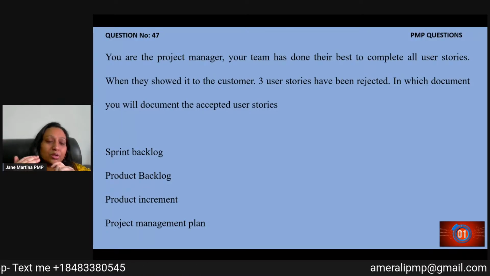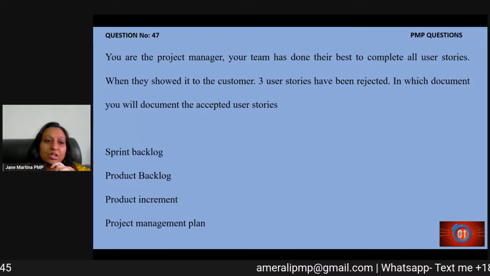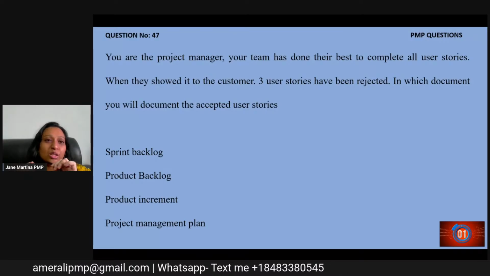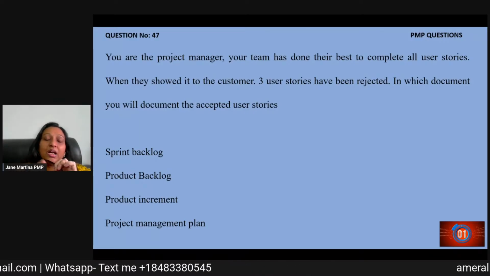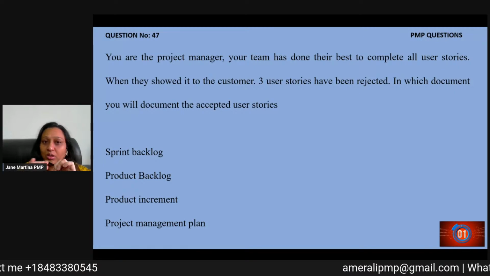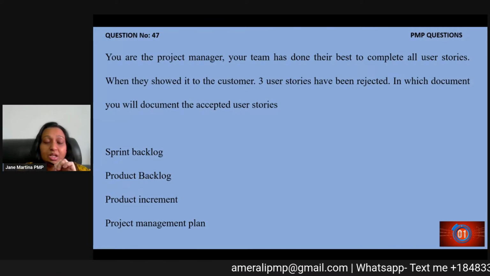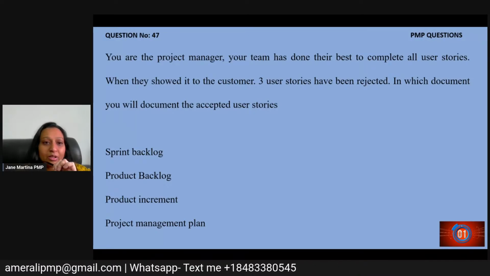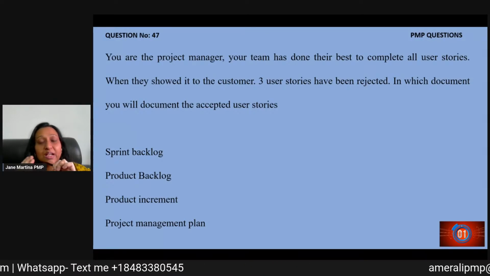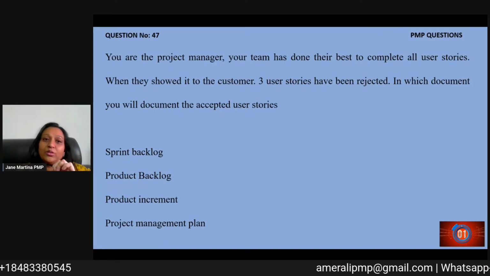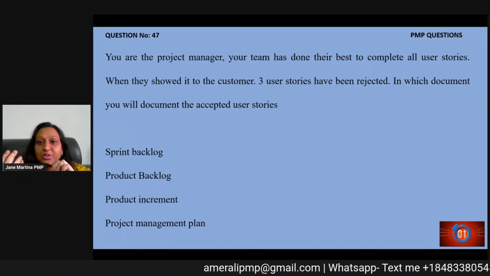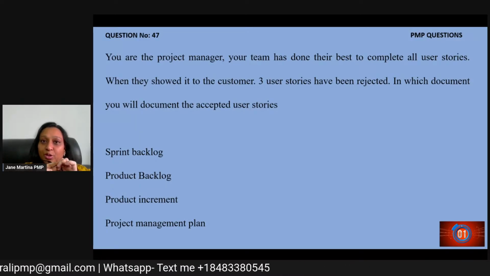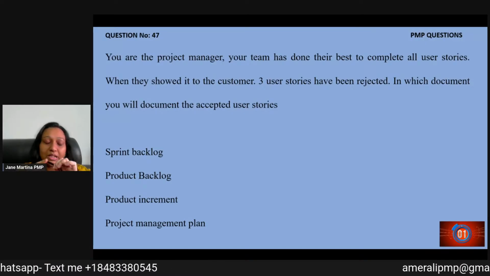Let's get into the elimination technique. Sprint backlog is the backlog in which you decide the user stories for that particular sprint. Here they are reviewing the sprint backlog or the user stories that have been completed. So once accepted, user stories will not go to the sprint backlog. Product backlog, no, once the user stories are accepted, they won't go to the product backlog. Instead, the rejected user stories will be refined, and then added to the product backlog again. So no, that is not the option.